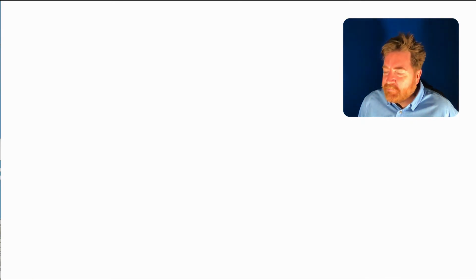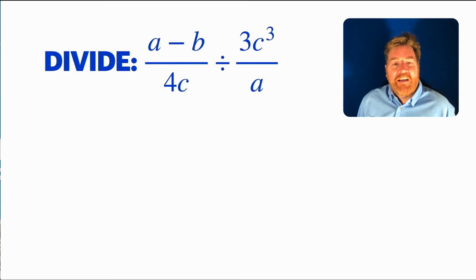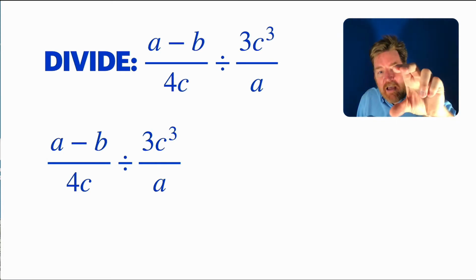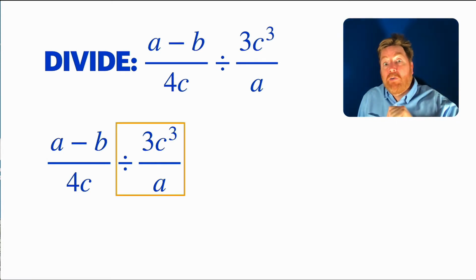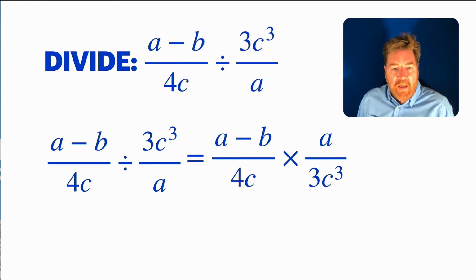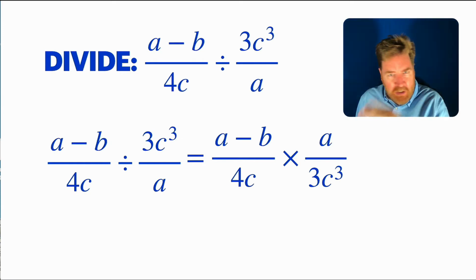All right, let's raise the difficulty level a bit. See how we're doing. We're going to be fine, spoiler alert. Divide this: a minus b over 4c divided by 3c cubed over a. All right, same deal as before. Nothing's changed. Dividing by that fraction is the same as multiplying by its reciprocal. All right, just flip it over. There it is, multiply. Now, this time, we still go straight across, okay? That never changes, straight across.